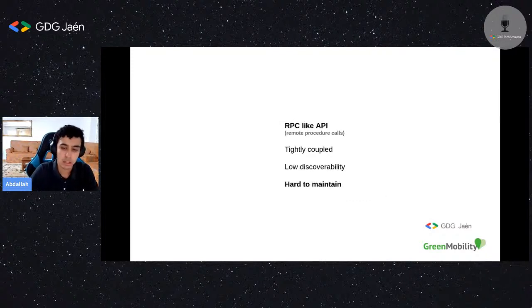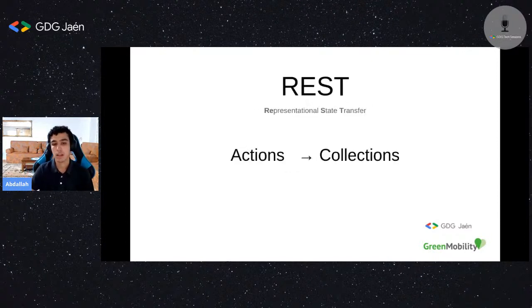So here comes REST, trying to solve these issues. And REST starts with the problem: let's tackle the hard to maintain, the problem of growing too fast. REST is representational state transfer. It's an API style that's been around since the 2000s. It is, let's say, an application pattern. It's not a framework or library, which we are going to address later. But the main thing here is that we are going to change the actions into collections.